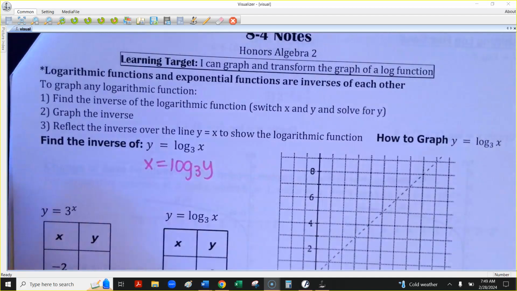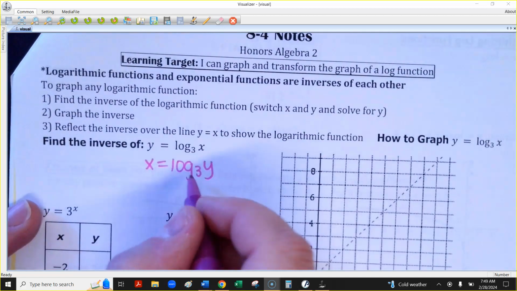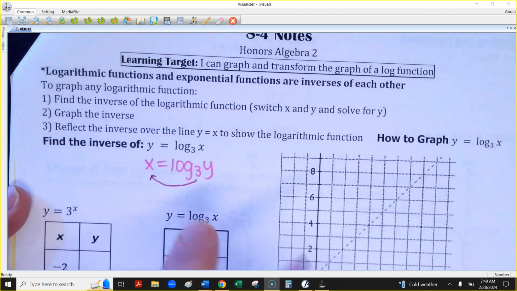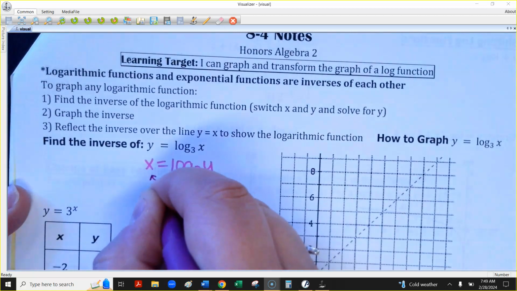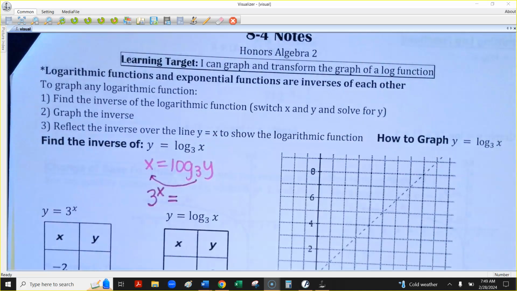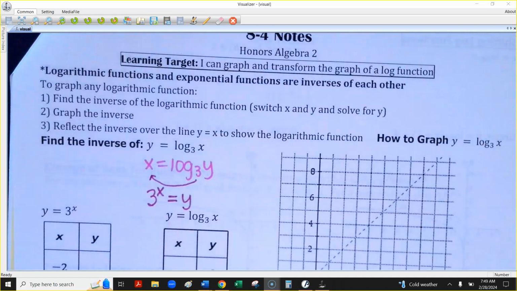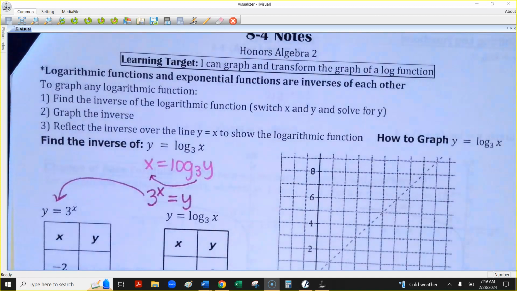So all I need to do here to get y by itself, I'm just going to convert this from a log to an exponential, and this will look maybe a little bit backwards from what we've been doing. But if I get rid of the log, the base of the log becomes the base of an exponent, so that 3 is going to swing across the equal sign and push the x up in the air, and I'd have 3 to the x equals y, which I wrote right over here for you guys because we're going to make a table for that. So the inverse of log base 3 of x is y equals 3 to the x. So it's an exponential. It's the inverse of a log.